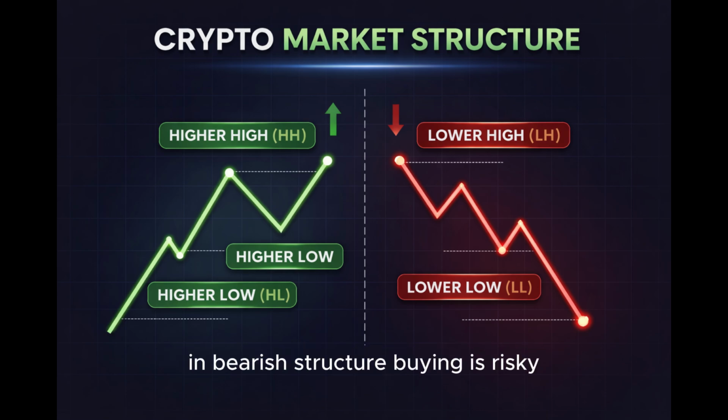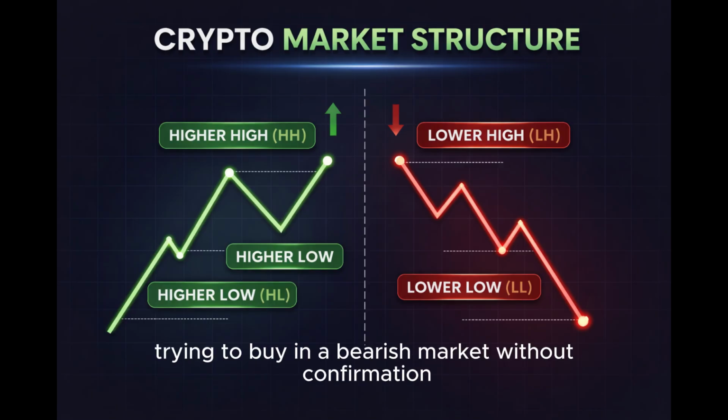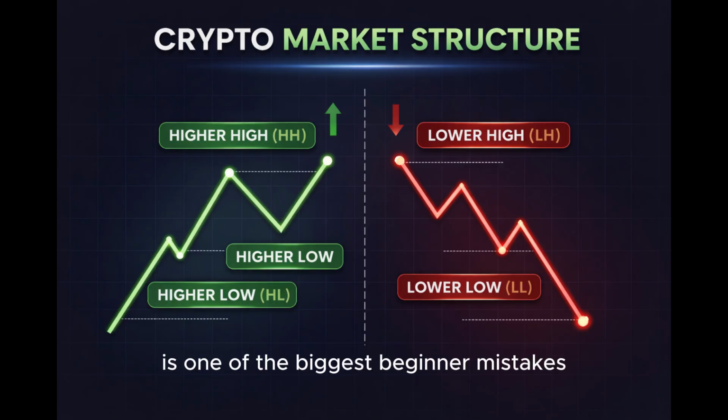In bearish structure, buying is risky. Rallies are often sell opportunities. You trade with the trend, not against it. Trying to buy in a bearish market without confirmation is one of the biggest beginner mistakes.